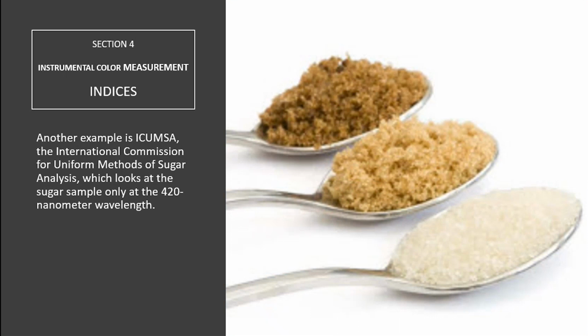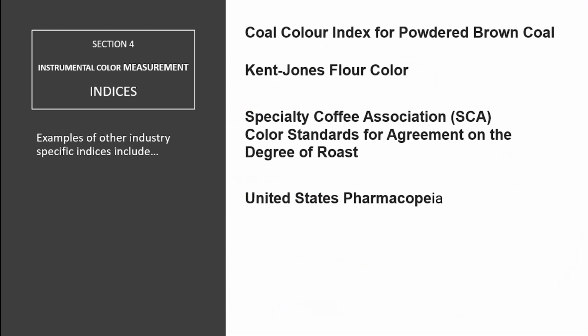Another example is ICUMSA, the International Commission for Uniform Methods of Sugar Analysis, which looks at the color of sugar samples at only the 420 nanometer wavelength. Our instruments are capable of looking full spectrum at color using LAB. We can also help our customers meet some of these other international standards and indices.